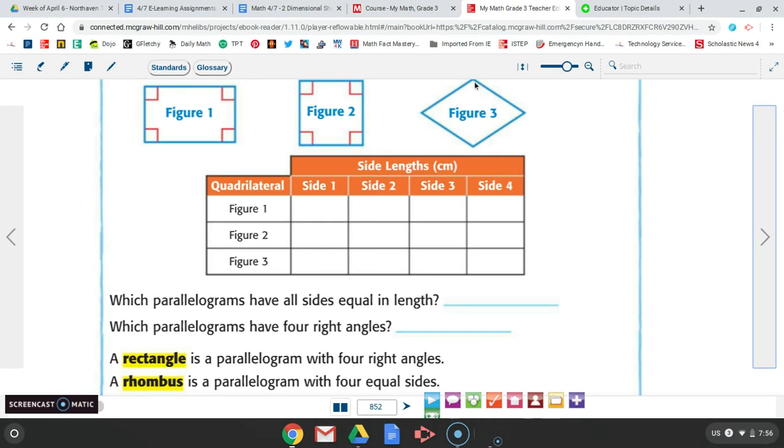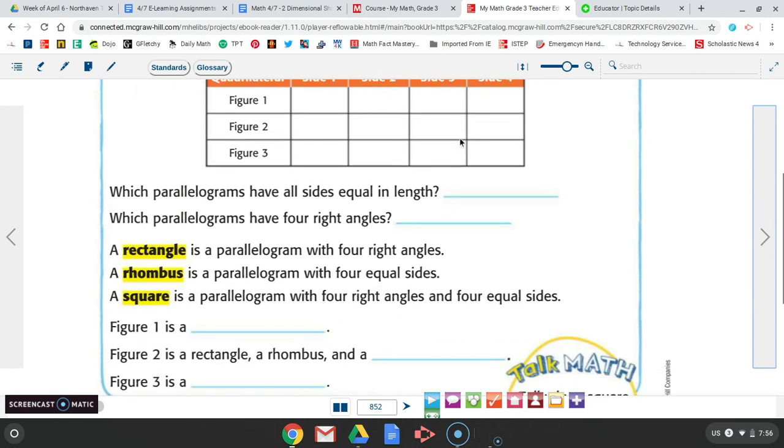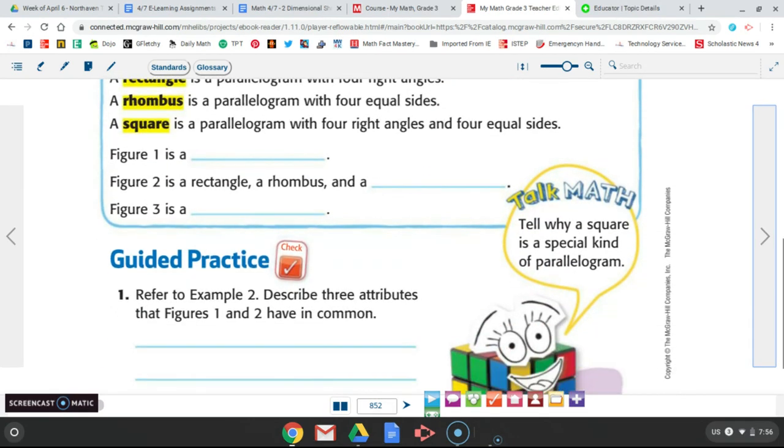Because its opposite angles are the same, but not all of them are right angles. So that means that since it has equal sides, it is a rhombus, okay?